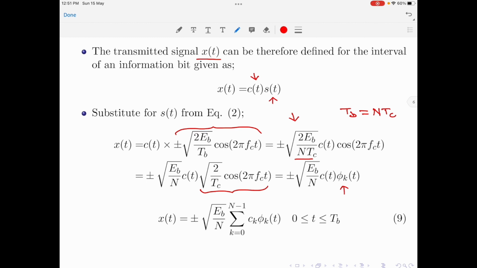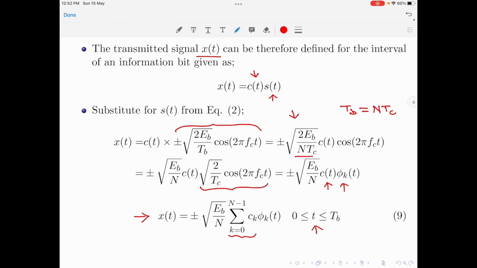Therefore, the DS-BPSK transmitted signal x of t is given by plus or minus square root of Eb by N. Then I am going to write c of t, which is the PN sequence signal, in terms of the PN sequence bits. So, c of t can be written as summation k varying from 0 to N minus 1 multiplied by c of k followed by phi k of t retained as it is. It should be noted that x of t is defined over 1 bit duration. Therefore, t here varies from 0 to 1 Tb.